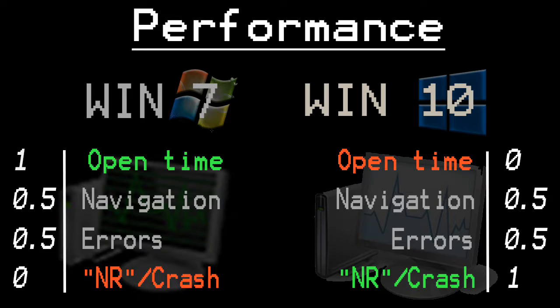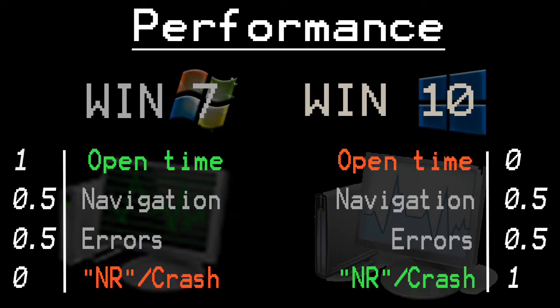Now on to performance. We'll start with Windows 7 again. Windows 7 won on open time, and there were also 2 draws, for navigation and errors. So Windows 7 gets 1 point, plus half a point for the draw, and another half a point, so that's 1 plus 2 half points, which means Windows 7 gets 2 out of 4.